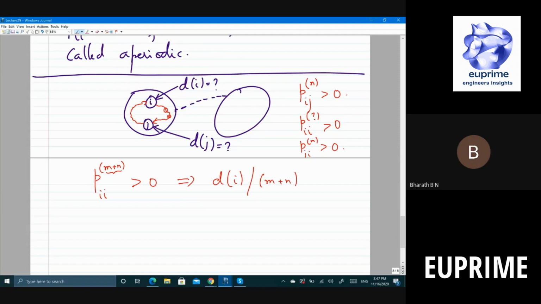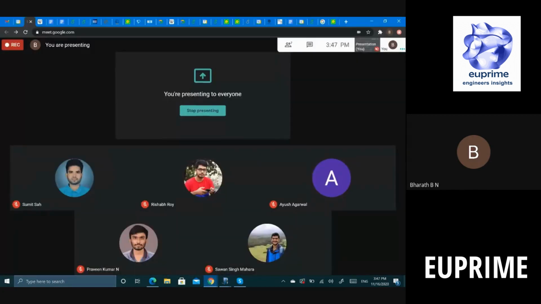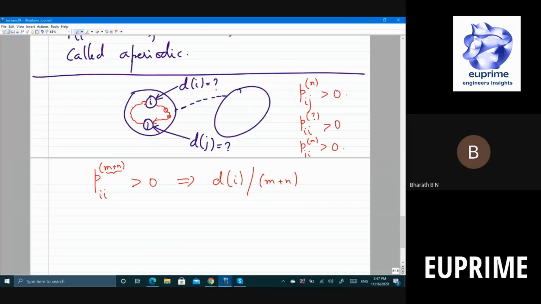Why? d of I is the greatest common divisor of all k such that Pii of k is greater than 0. Since it is the greatest common divisor, it should divide the length of any walk, including one of length m plus n. Is this clear, everyone? This is important. Okay, so now I'll do one more simple thing.